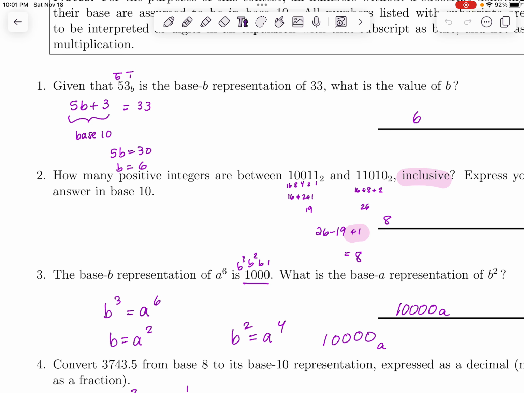Well, in any base that we might be working with, the first place is the 1s, the second place is the B, the third place is the B squared, and so on. So since I have 53 in base B, I can represent that as 5B plus 3. And I know that equals 33. So at this point, both of these numbers are in base 10, which gives me an equation that I can solve. And solving for this equation gives me that B equals 6.